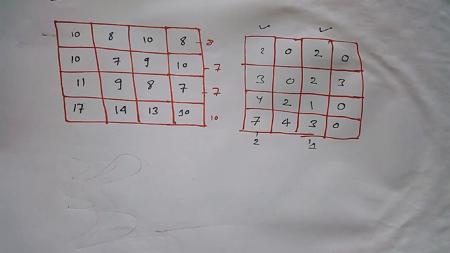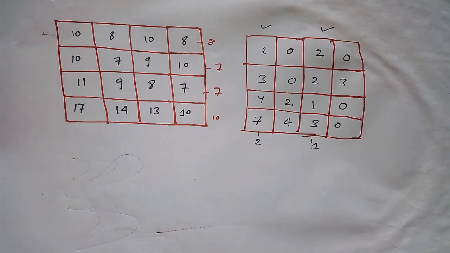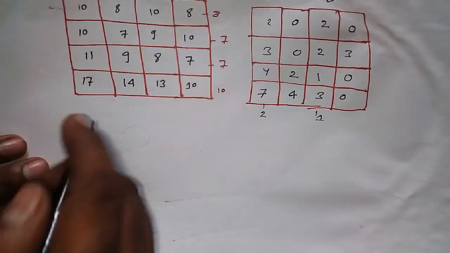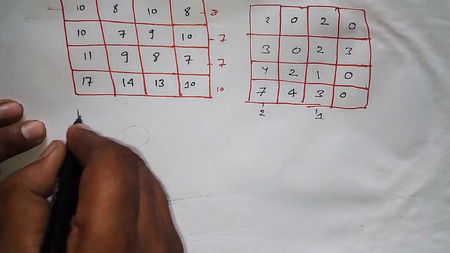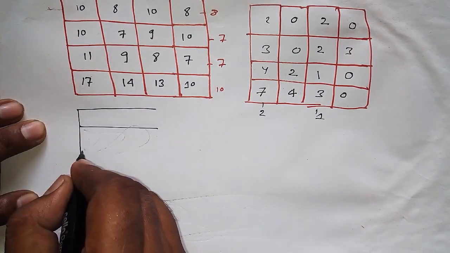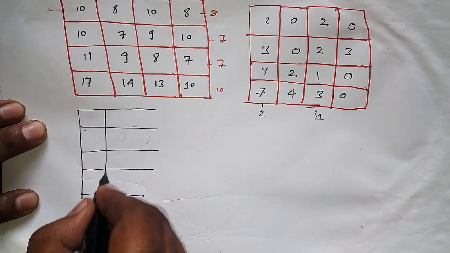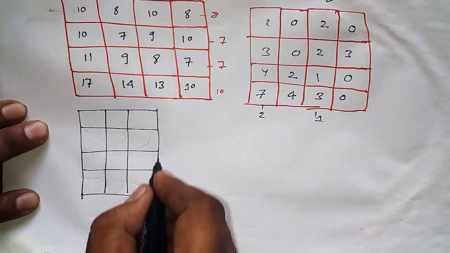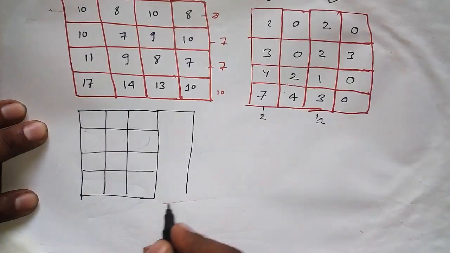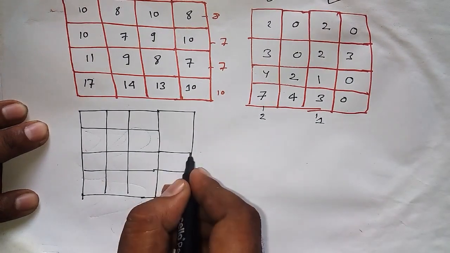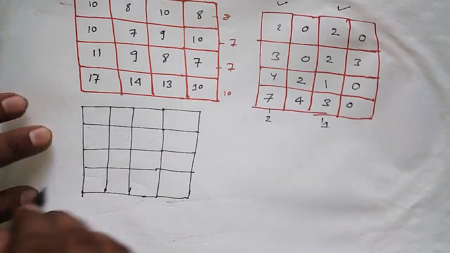For doing that operation properly, I have to draw another table which will have 4 rows and 4 columns, a 4 by 4 matrix, as simple as that. Now I'm going to draw 4 rows and 4 columns again. Here we have 4 rows, the second column and the third column. Now I'm going to draw the fourth one. Okay, I'm done with this.